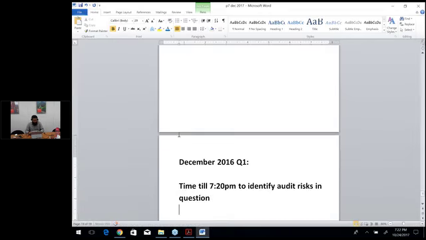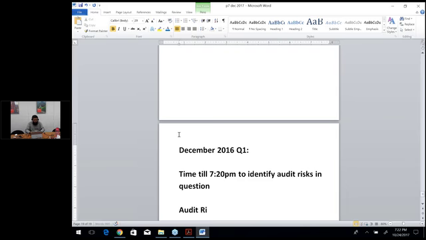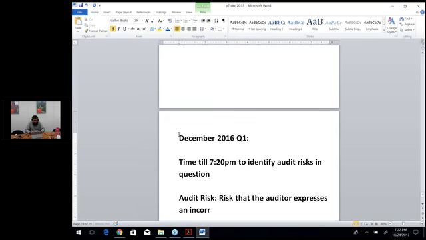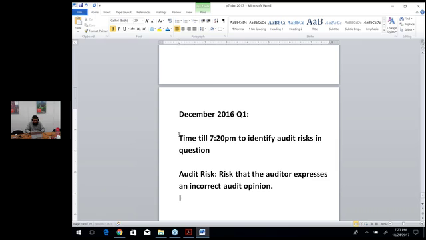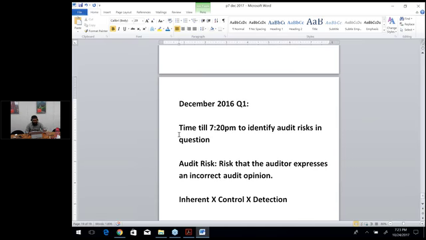Whenever we talk about audit risk, it generally refers to the risk that the auditor expresses an incorrect audit opinion. Why would an auditor express an incorrect audit opinion? The audit risk is a makeup of inherent risk, control risk, and detection risk.